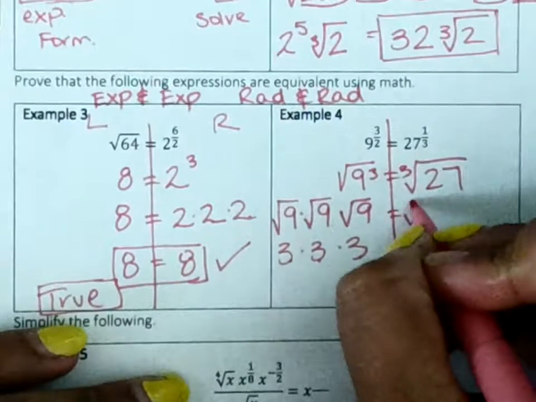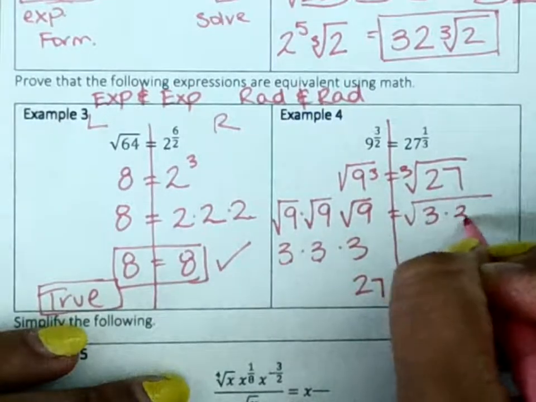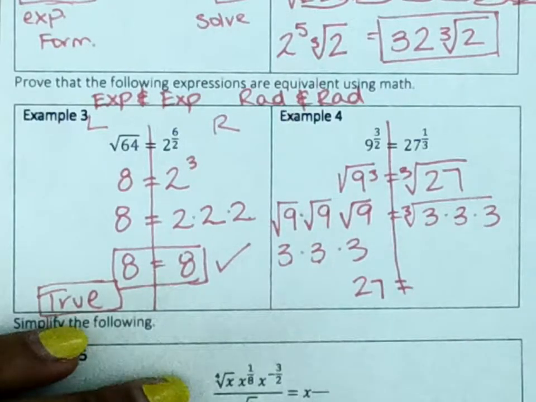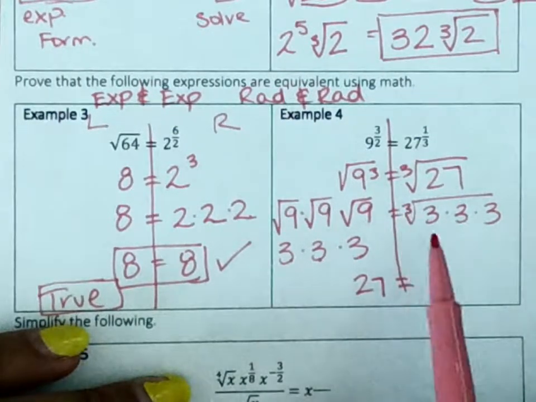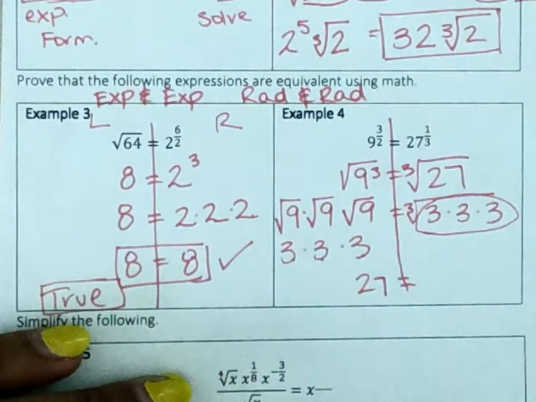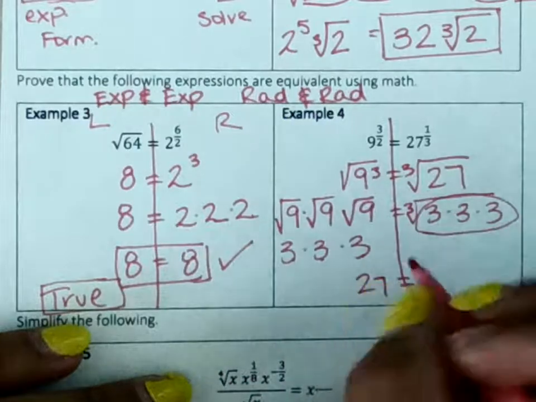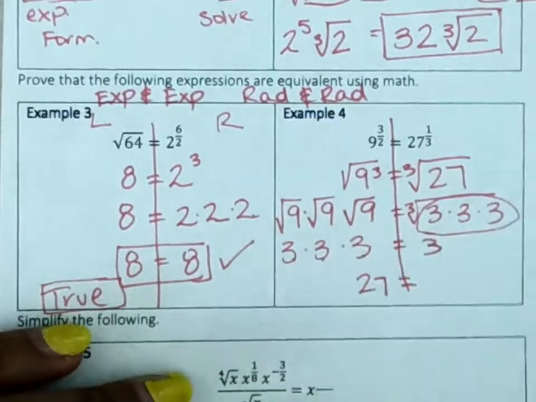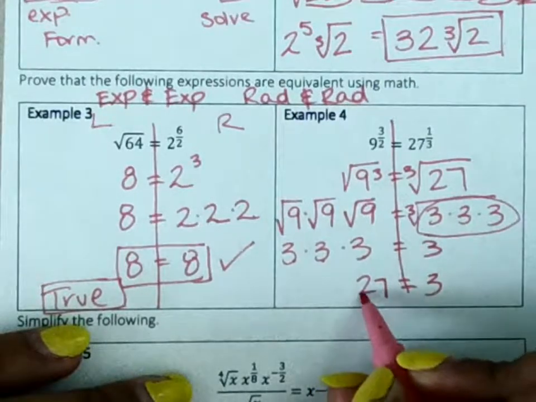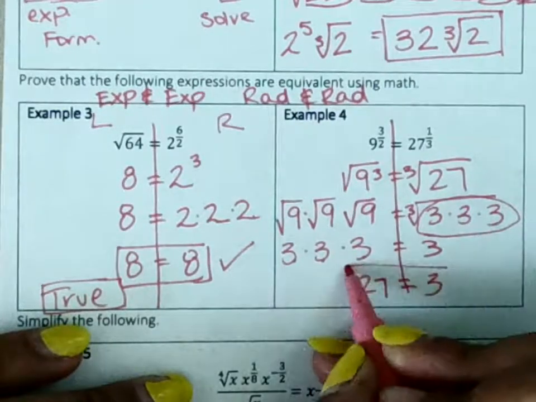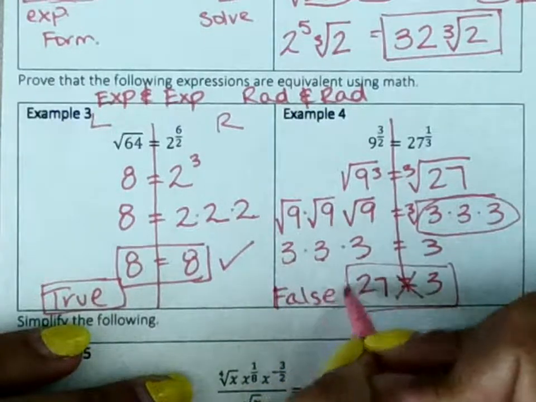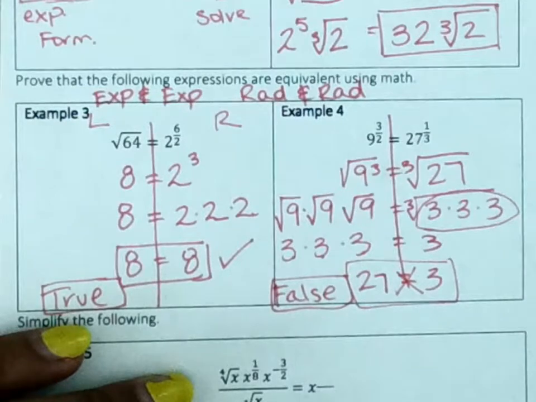I know that I can break 27 down into 3 times 3 times 3. The cube means we're looking for groups of 3, which we have one of. So that means I can pull a 3 out. But unfortunately, 27 does not equal 3. So this statement is false. The left side does not equal the right side.